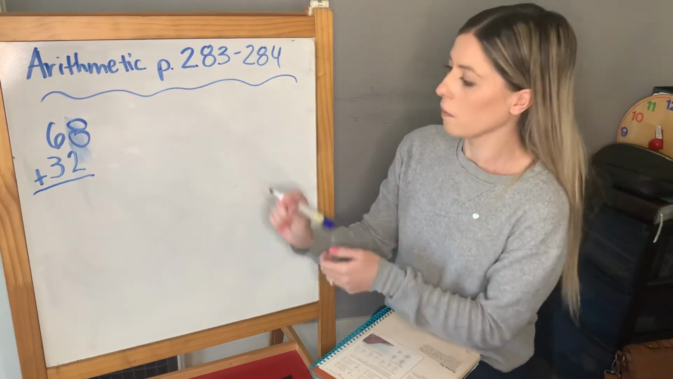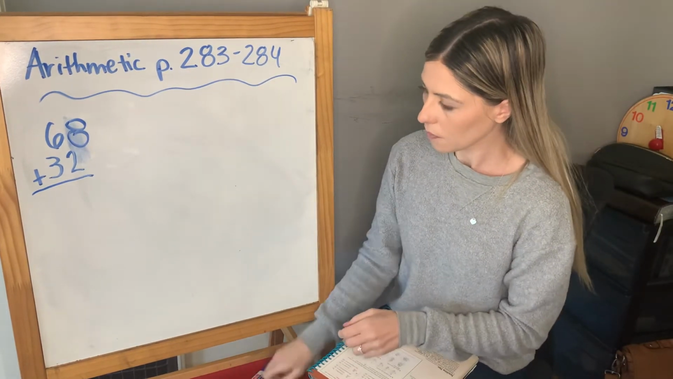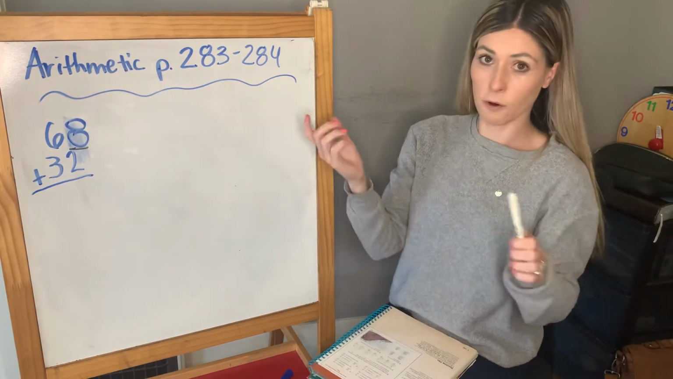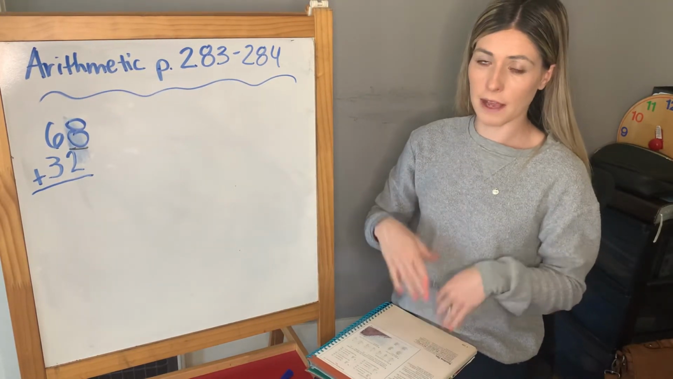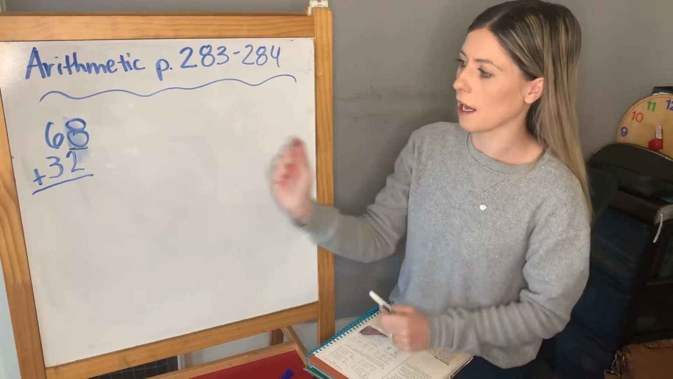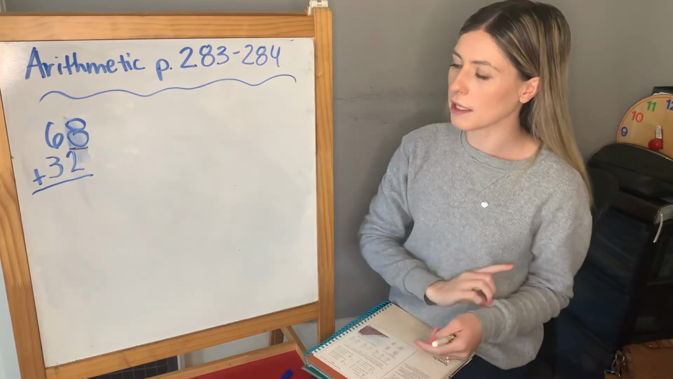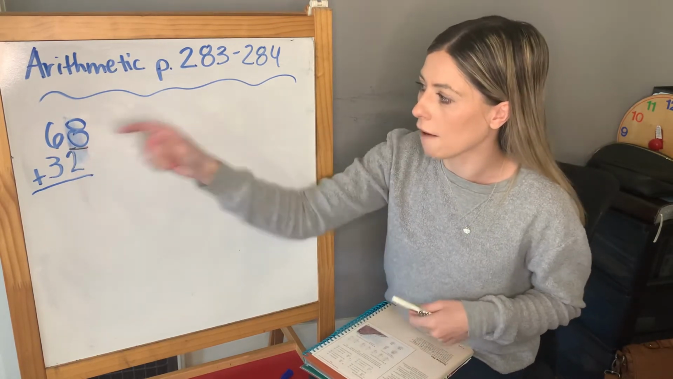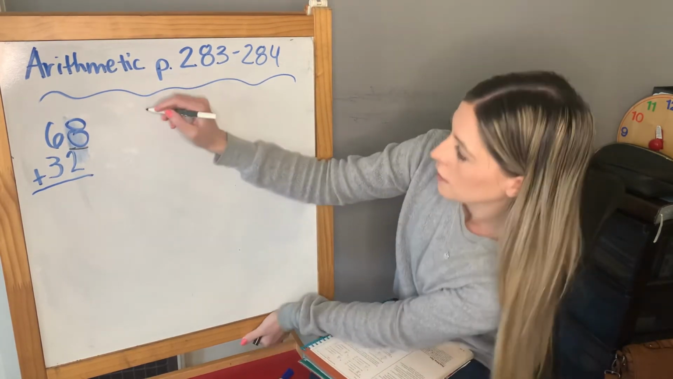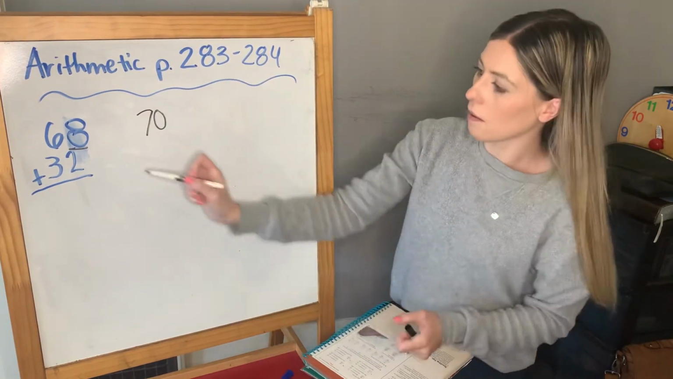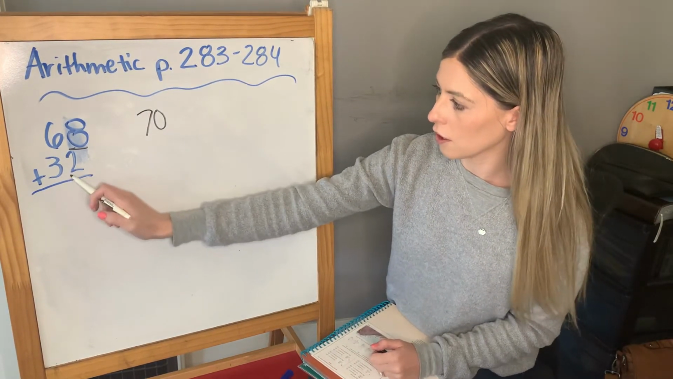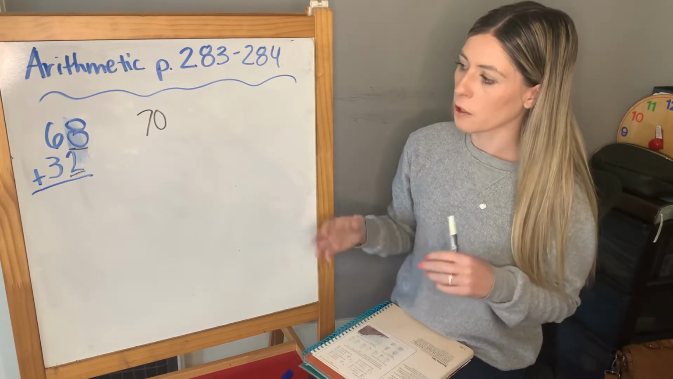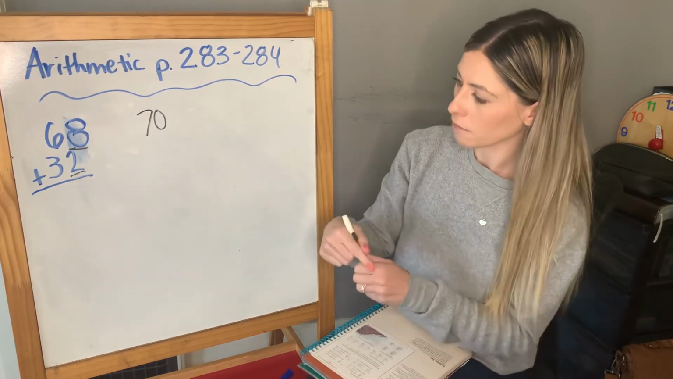When we look at our numbers, we always look at the ones place and decide if it's 4 and under, we round down. If it's 5 and up, we round up to the next 10. So this is an 8. 8 is above 5, so we're going to round up. So the next 10 after 68 would be 70. And then we're going to do the same thing for down here, 32. The ones place is a 2. 2 is below 4, so we're going to round down to 30.